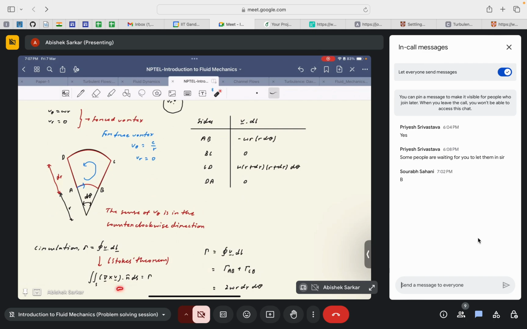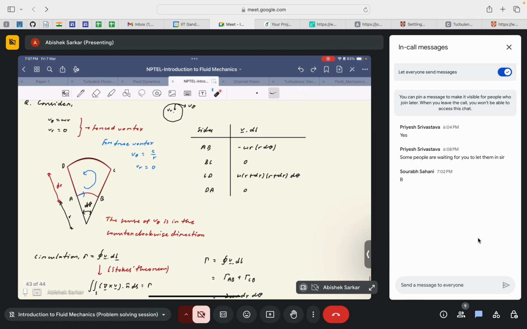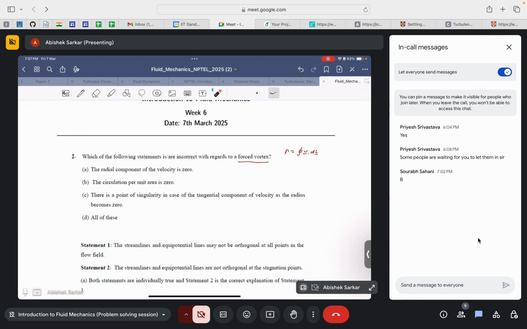Okay, this will not be equal to 0, and thus circulation is non-zero, because the integrand is non-zero. You will see that it eventually turns out to be 2 omega. But to answer the first statement, whether the circulation is 0 or not: since the vorticity is non-zero, circulation will not be 0, so this is incorrect, as rightly mentioned by Saurabh.